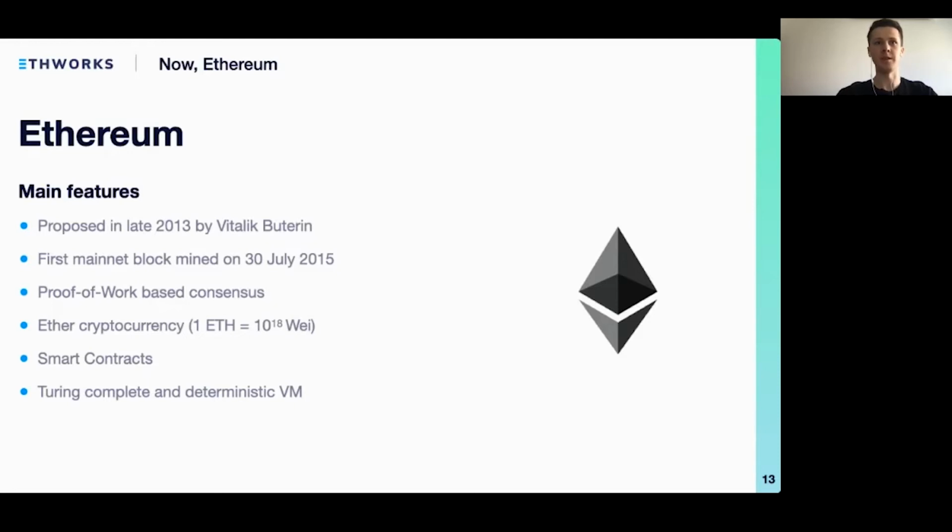It has a consensus algorithm based on proof of work. It has its own cryptocurrency, which is called Ether. And Ether is divisible down to 10 to the power of 18 Wei. So just like in dollars you have cents, one Ether is 10 to the power of 18 Wei. Ethereum is an expansion of Bitcoin in the sense that it can handle more complex smart contracts. And in order to do that, it implements Turing-complete and deterministic virtual machines.